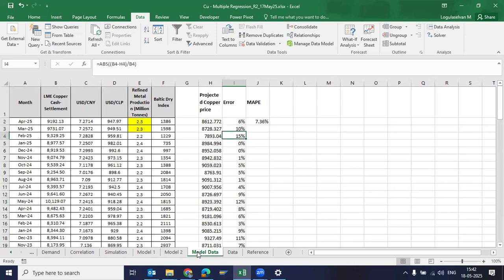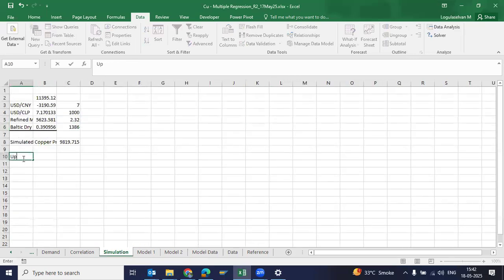So here, this is the error percentage. In certain months, it gives almost 0% difference. In certain cases, it goes up to 15% also. So overall, this is the average of all the errors. The mean absolute percentage error is coming to around 7.36 percent. So this model has an error of this range.